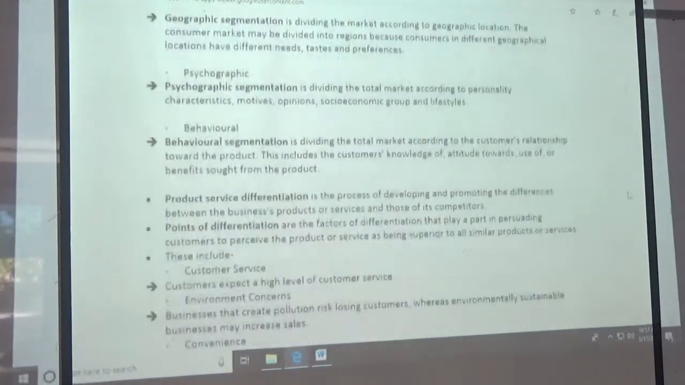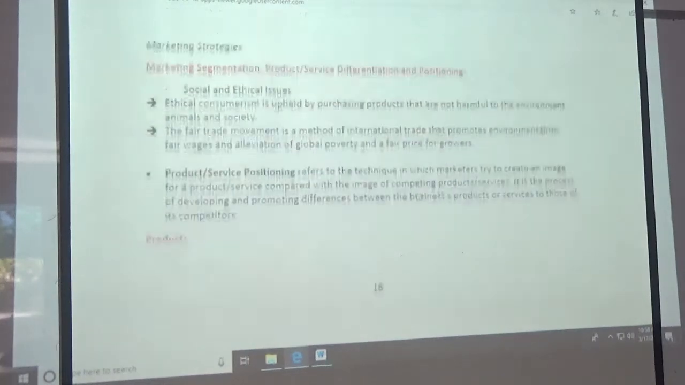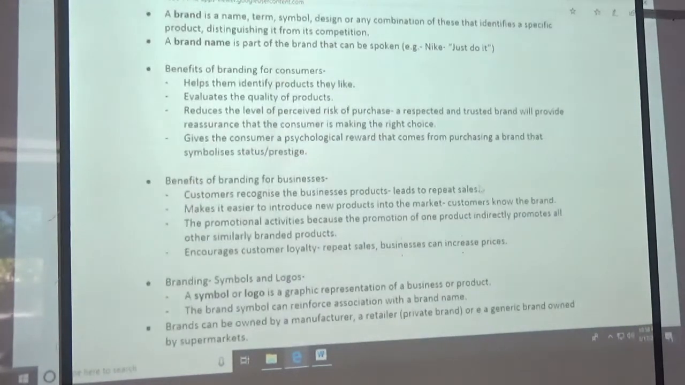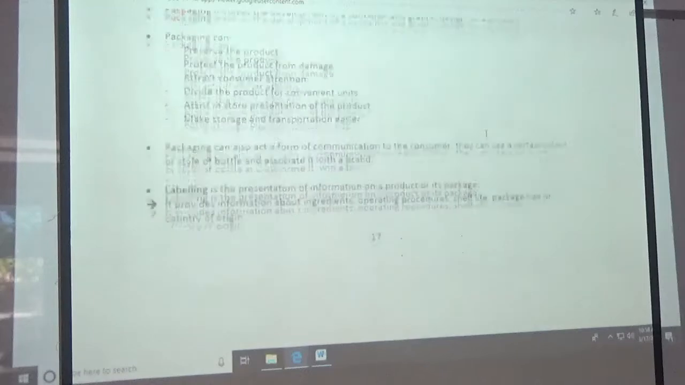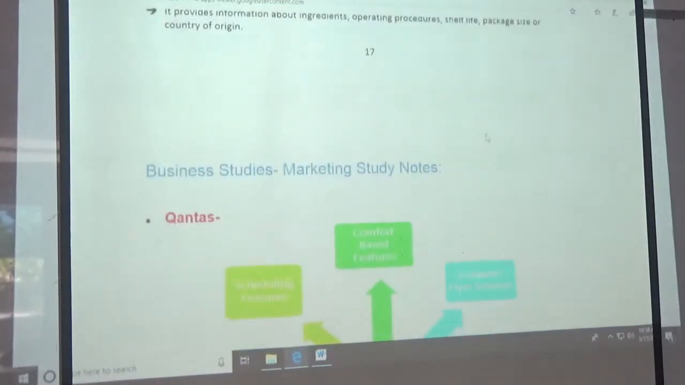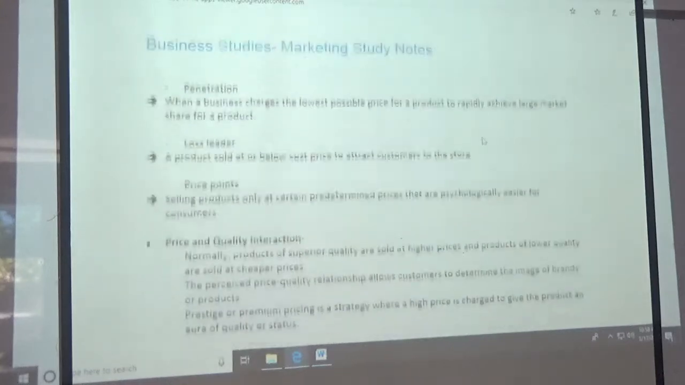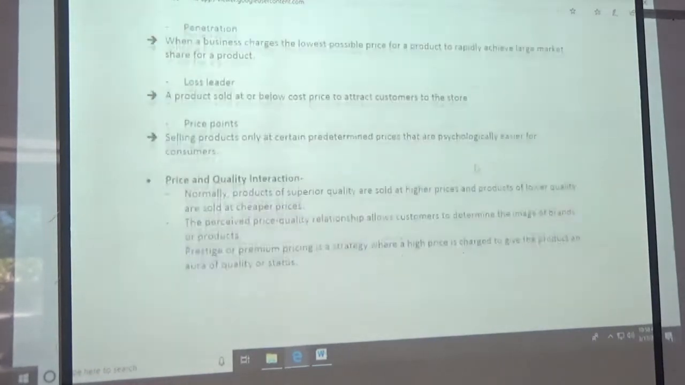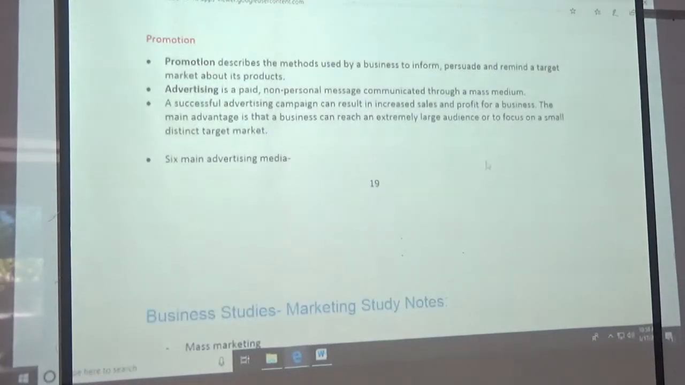Market segmentation, how to break markets down, marketing strategies, products. All the stuff that I did on the video last week is on here. Packaging, labeling, that's all part of product. Pricing strategies. Remember that loss leader is only a retail strategy. Don't make a mistake with that. Promotional strategies. So we get up to page 19.